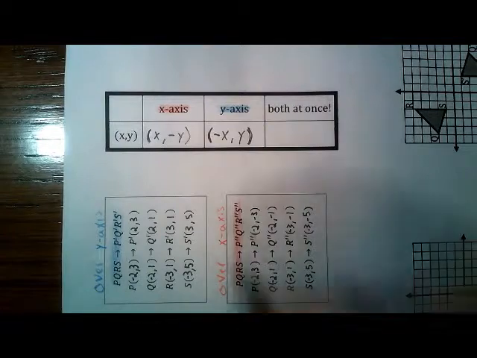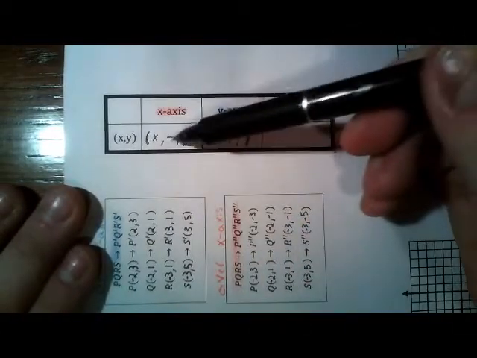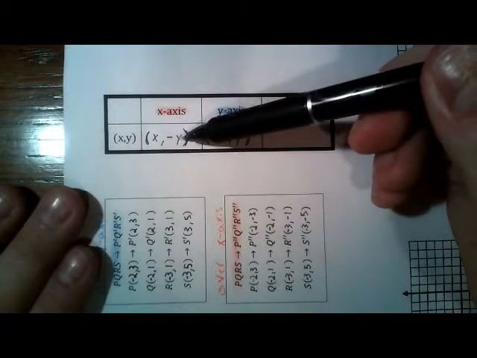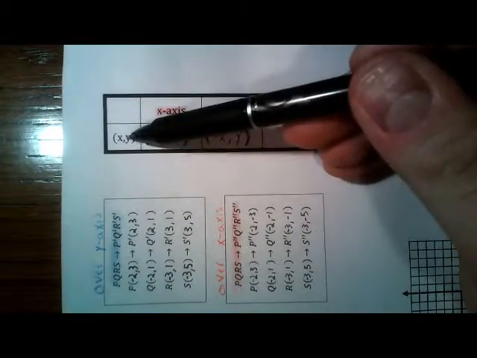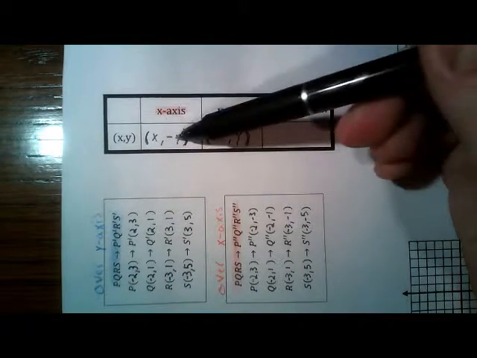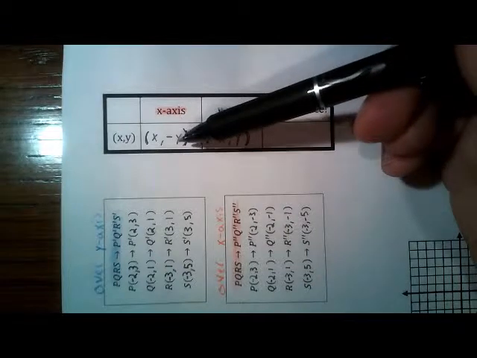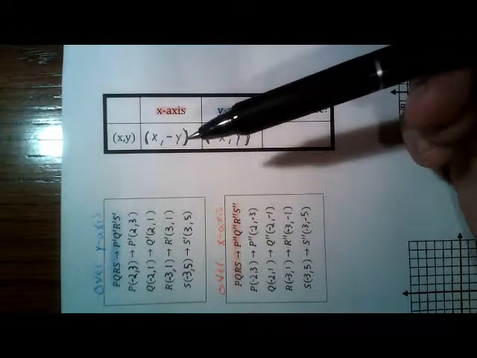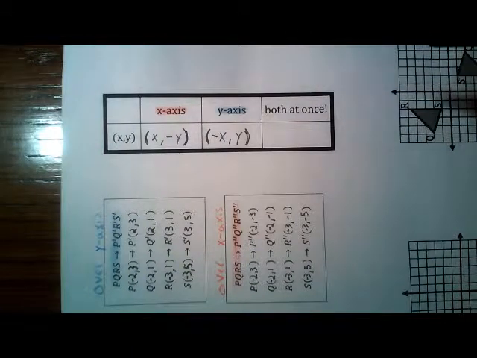Now it's really, really important that you understand this part here. Just because this says -y doesn't mean it's always a negative number. It just means that you're taking the original y and you're changing its sign. It's like multiplying something by -1. If it started as a negative, it's going to become a positive. If it started as a positive, it's going to become a negative.